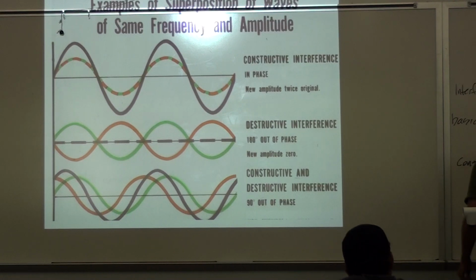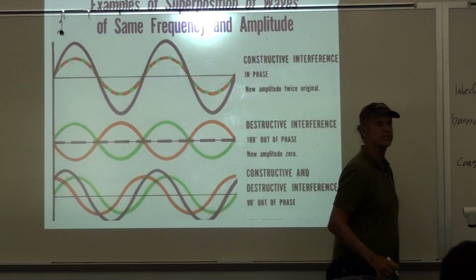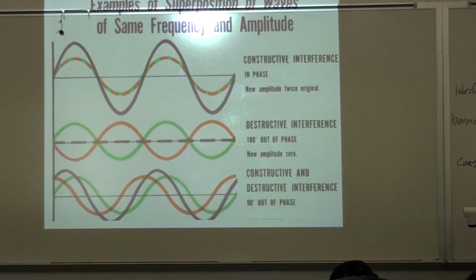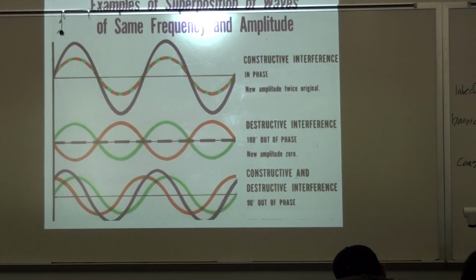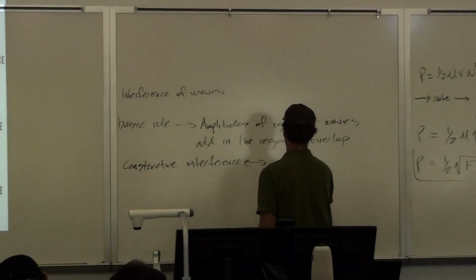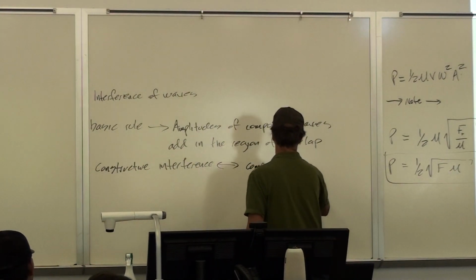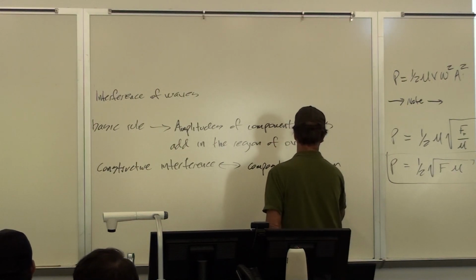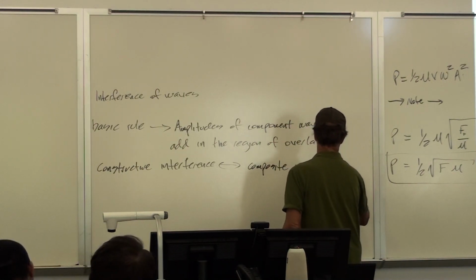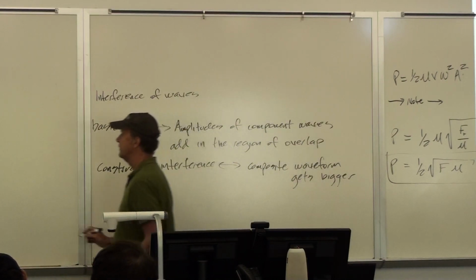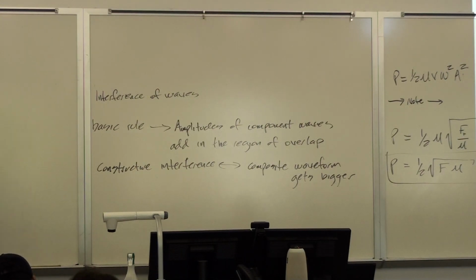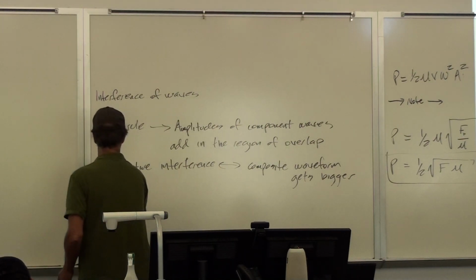Now, often, this is related to what we call resonance. Doesn't have to be. That constructive interference happens when the waveforms make the composite waveform get bigger. And in destructive interference, or this cancellation process, we have the composite waveform get smaller.